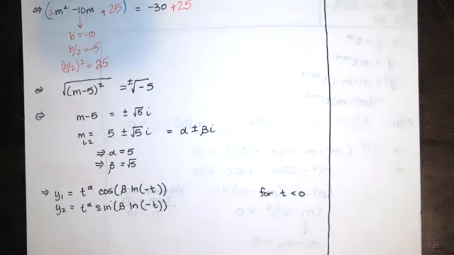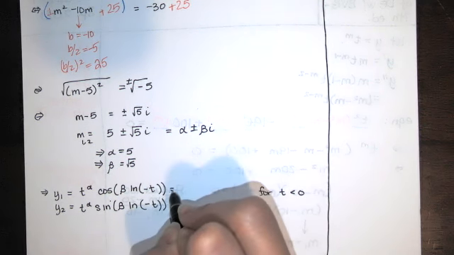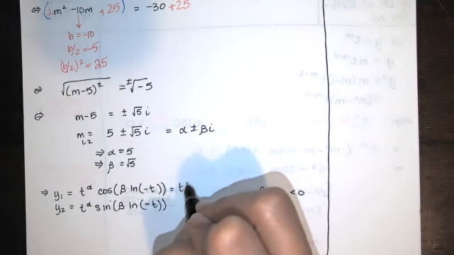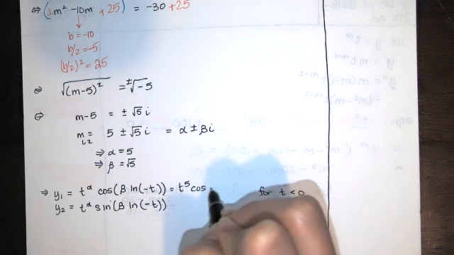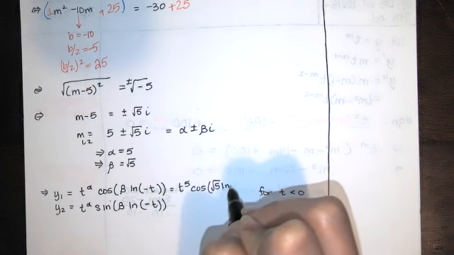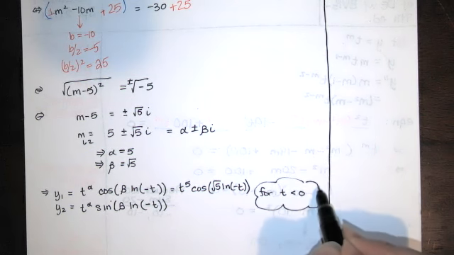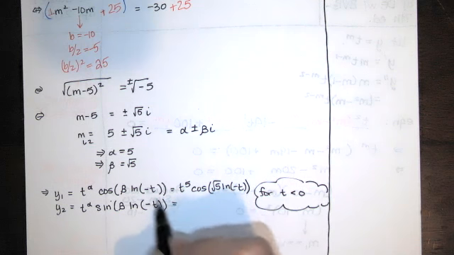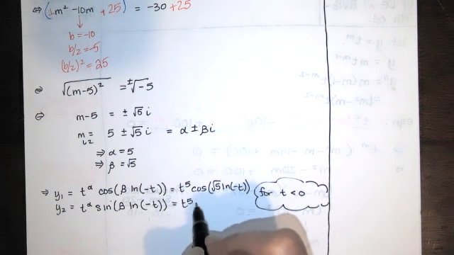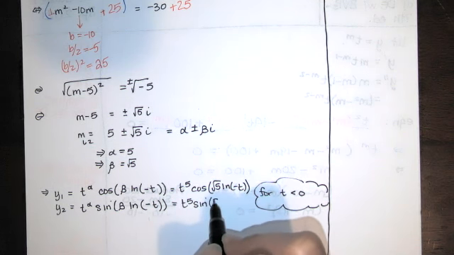Okay, so those are the forms of our solutions for the corresponding linearly independent solutions for complex conjugate roots in a Cauchy-Euler equation. And in our case, alpha is 5 and beta is square root of 5. And because of this domain, which was given to us at the beginning, we've got the negative t inside the logarithm rather than the positive t.